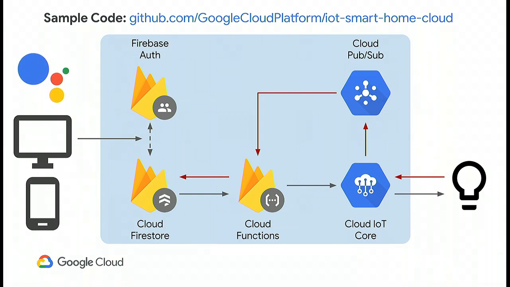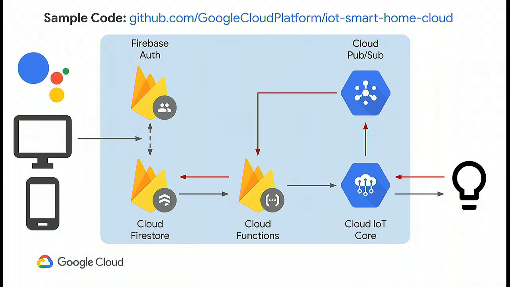So this is an example architecture using services from the Google Cloud Platform, as well as from Firebase, that we use to fulfill the requirements for the smart home use case. Now, the sample code for what I'm going to show you is on GitHub, so I recommend that you take a look at that after the talk. It's an end-to-end sample that includes the cloud service, as well as client applications for mobile and web, interactions with sample devices, all of that stuff.